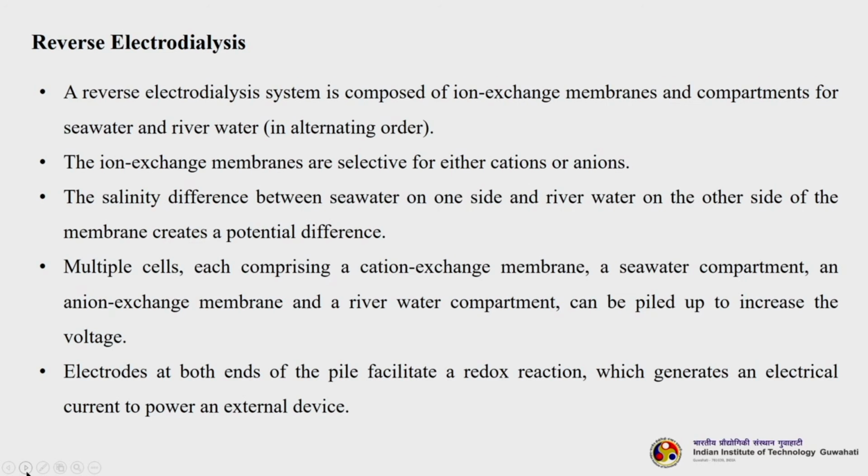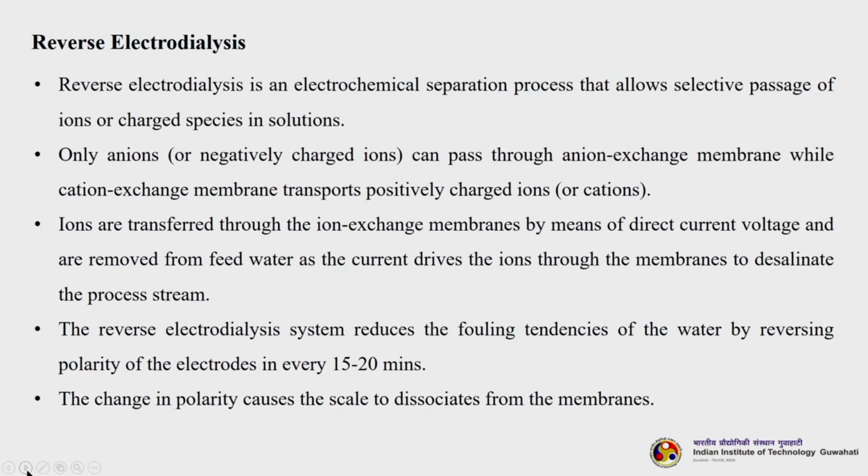Multiple cells, each comprising a cation exchange membrane, a sea water compartment, an anion exchange membrane and a river water compartment, can be piled up to increase the voltage. Electrodes at both ends of the pile facilitate a redox reaction which generates an electrical current to power an external device. So, RED is an electrochemical separation process that allows selective passage of ions or charged species in solutions. Only anions, or negatively charged ions, can pass through the anion exchange membrane, while the cation exchange membrane transports positively charged ions.